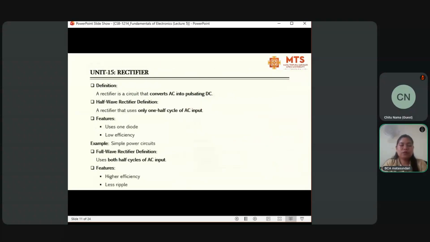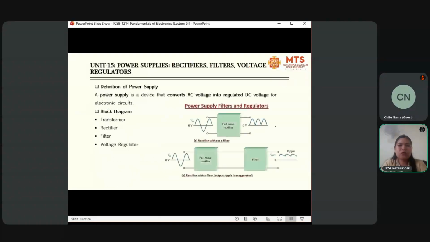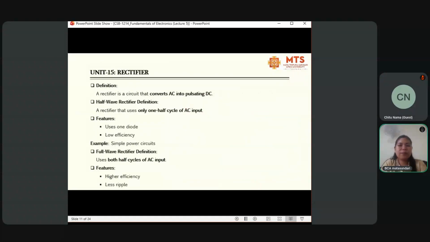Now moving to rectifier. Rectifier is a circuit that converts AC into pulsating DC. Earlier it was regulated DC voltage. Now convert AC voltage into regulated DC voltage. But in rectifier, what happened? Convert AC into pulsating DC.